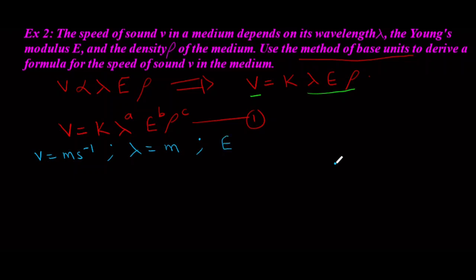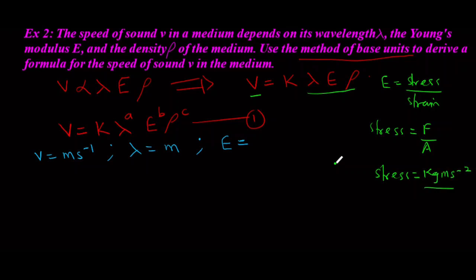And the unit for Young's modulus, we can as well work it out. Young's modulus has the same unit as pressure. So we can work it out by using Young's modulus equals stress over strain, of which stress is force over area. So if we work out the stress, the unit for force is kilogram meter per second square, and area is meter square. So the unit for stress will be kilogram per meter per second square.